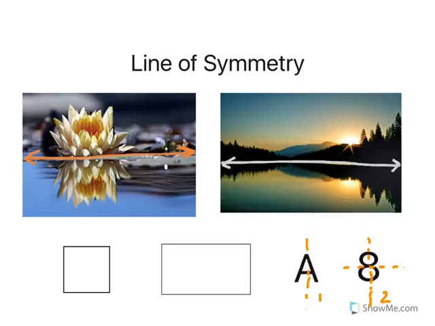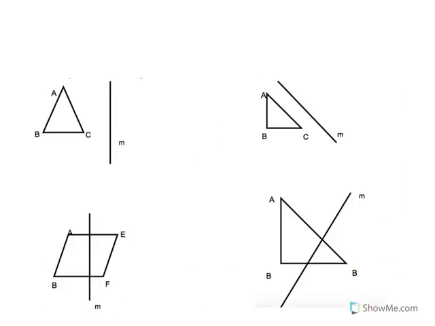What about a rectangle? I could fold a rectangle this way, I could fold a rectangle this way. So a rectangle has two lines of symmetry. I could fold a square this way, this way, this way, or this way. So a square has four lines of symmetry. Do you see where I'm going with this? This is what a line of symmetry is. And the line of symmetry is the boss. It is the line that shows us where the image is being reflected over.